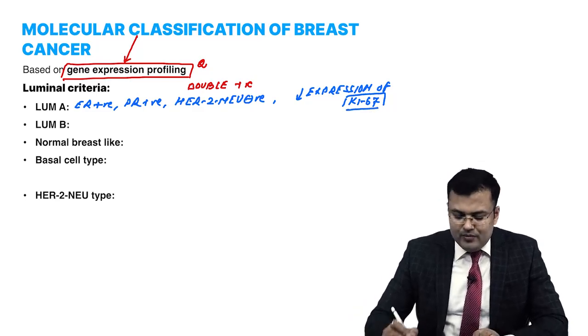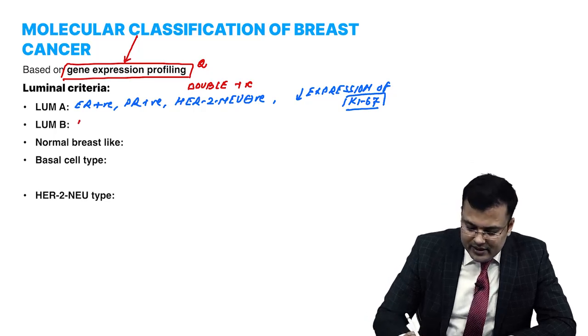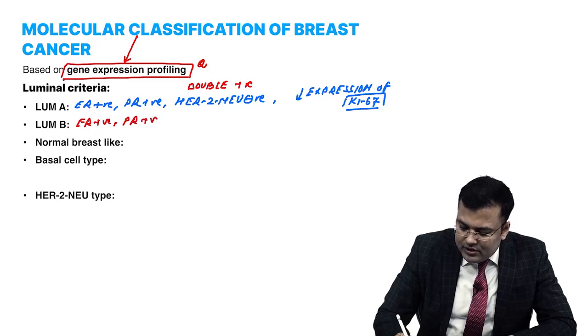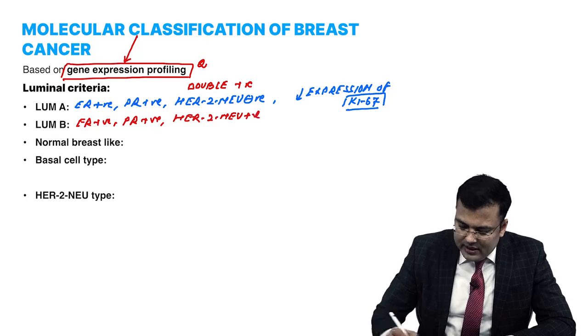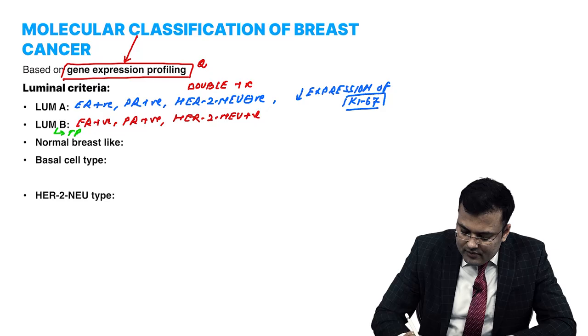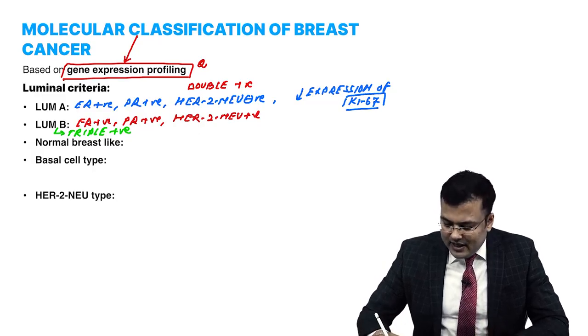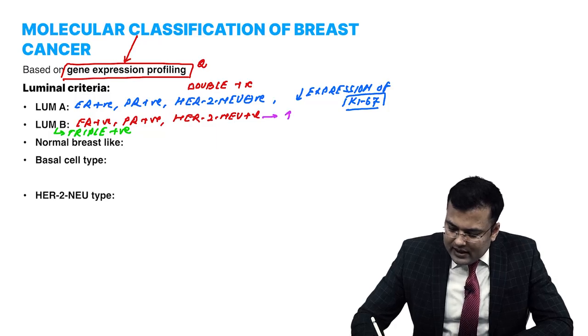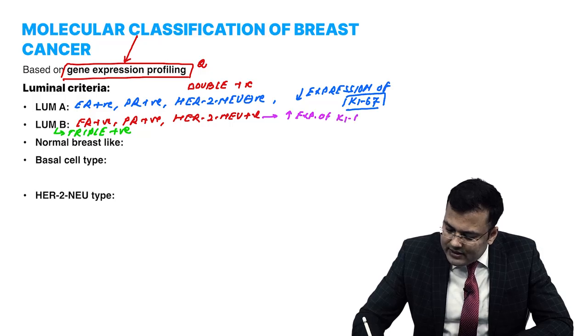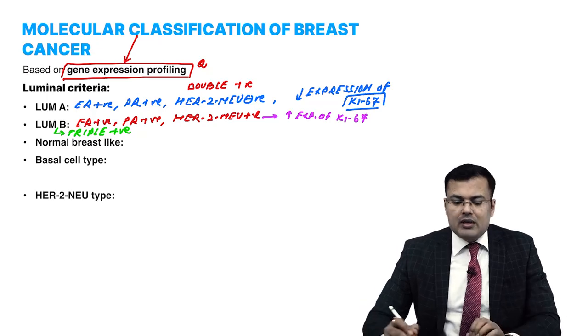Now Lum B. Lum B is actually triple positive. It means here ER is positive, progesterone receptor is also positive, and HER2 neu is also positive. So this is known as triple positive. Very, very important. Clear? This one is having high expression of Ki67. Additional feature you have to remember here: there is increased expression of Ki67.